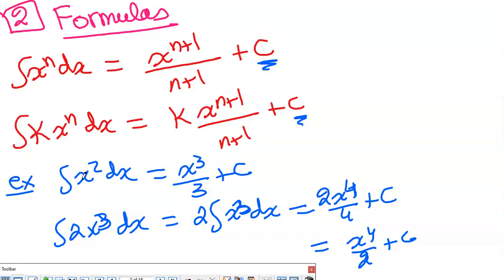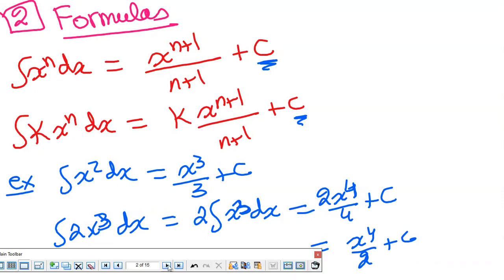Let's do an example. The antiderivative of x squared dx: 2 plus 1 is 3, so it's x cubed over 3 plus c. If you want to check your work, do the derivative. The derivative is 3x squared over 3. 3 and 3 simplify, so it's x squared. And the derivative of the constant is 0. If I have the antiderivative of 2x cubed, it's 2 times the integral of x cubed dx, so it's 2x to the fourth over 4 plus c. You can simplify, and then also do the derivative to check the answer, which is 2x cubed.